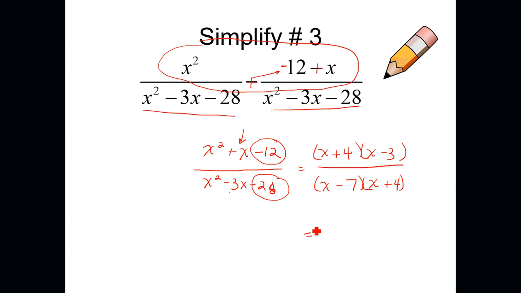So now when I look at them all broken apart, now I can see that something cancels. This x plus 4 over that x plus 4. So my final simplified answer is x minus 3 over x minus 7. That's as far as I need to take it. Remember, we just added like terms here after we distributed that negative sign after that subtraction, okay? That's the easiest way to do it in this case.